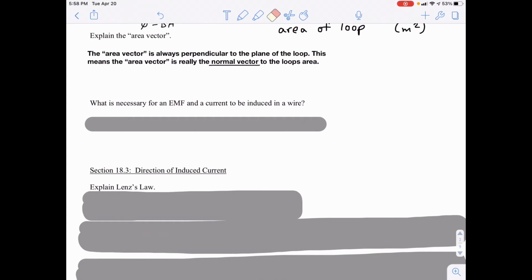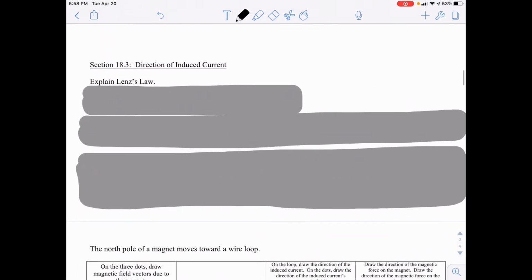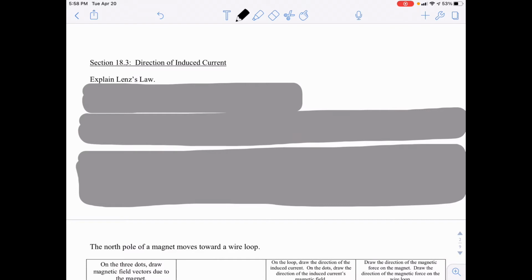What is necessary for an EMF and a current to be induced in a wire? You must have a changing magnetic flux through the loop. Section 18.3, direction of induced current. Explain Lenz's law. Well, we'll explain it now, but it's going to make more sense when we apply it.